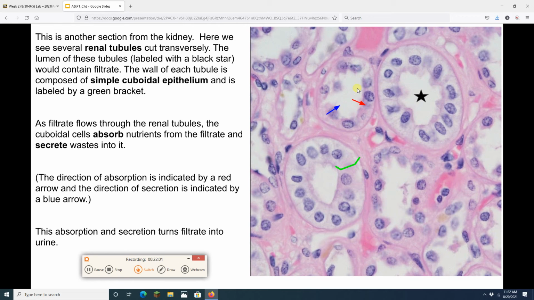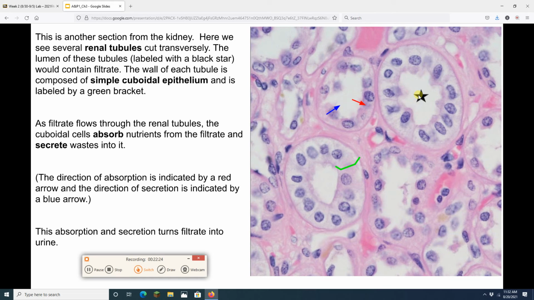Each of these guys is a renal tubule. Each of these rings is a renal tubule. A little tube in the kidney. The renal tubules, in their lumens, we would find filtrate, which is the filtered blood that we got at the glomerulus. Okay?